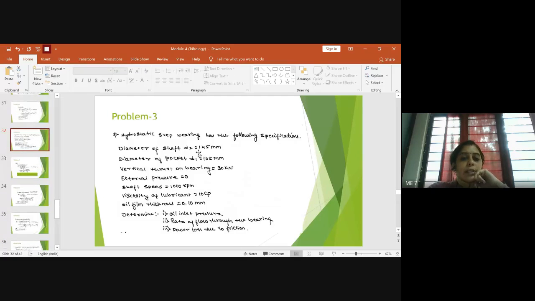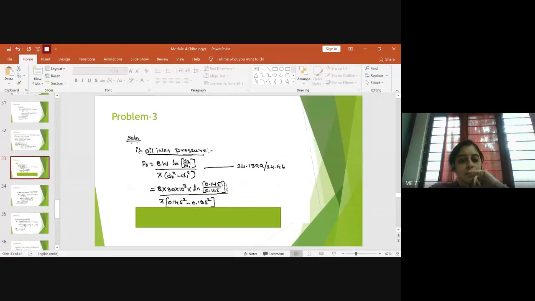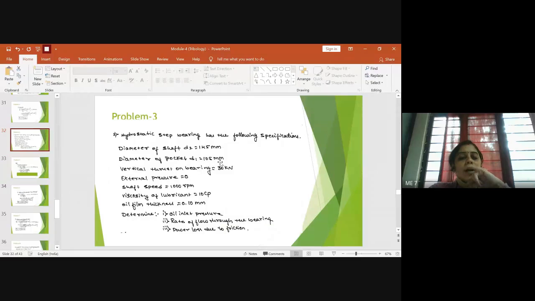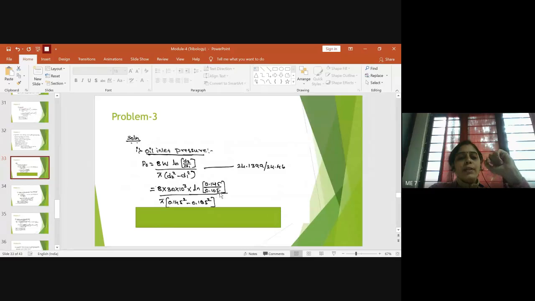This one, D2 is 145 mm. So please convert that into meter. So what you get is 0.145, divided by D1. So D1 is nothing but 105 mm. So again convert that into meters. So it will be 0.105, divided by pi, which is constant, as it is. D2 square is nothing but your 0.145 whole square minus D1 square is nothing but 0.105 whole square. Don't forget to write the whole square part.